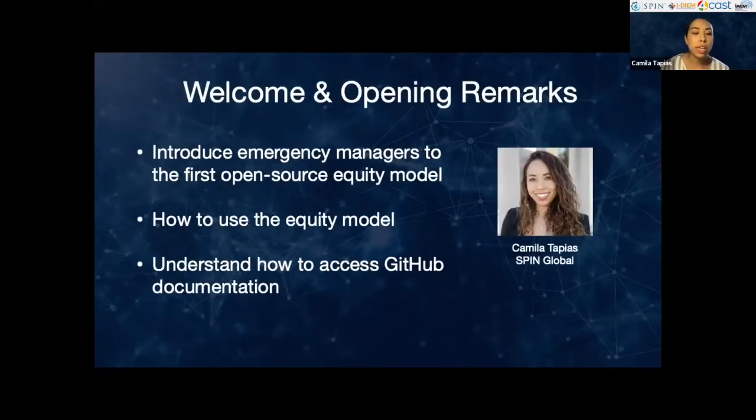All right, so here's a little bit of an overview for today. Really, today's session will focus on introducing the first open source equity model. And as you know, this is the first version. We want to make sure that everyone is aware of it as we continue to release future models. Second, we want to discuss ways to use the equity model in your organization. And lastly, to have a better understanding of how to access and use GitHub documentation.